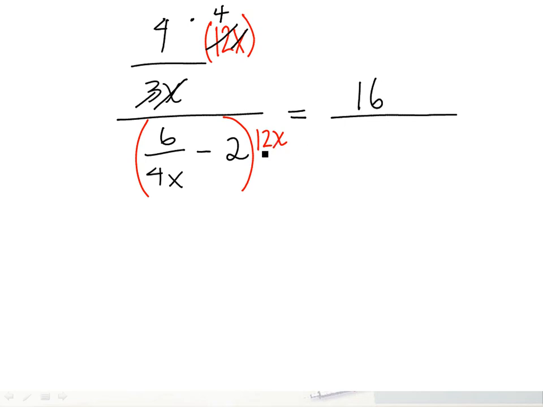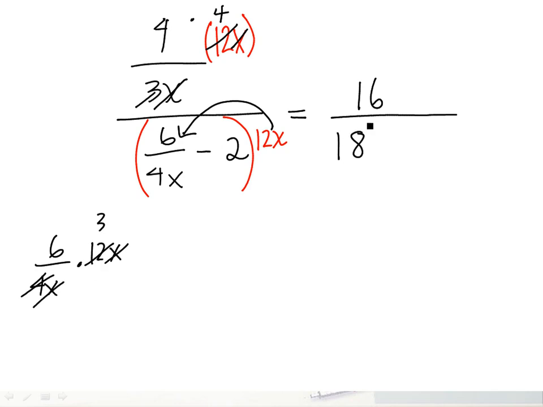Now in the denominator we're going to have to distribute. Let's multiply 12x times 6 over 4x. 4 goes in 12 3 times, and the x's cancel, so you have an 18. Then you have a minus sign in the middle. 2 times 12x is 24x.